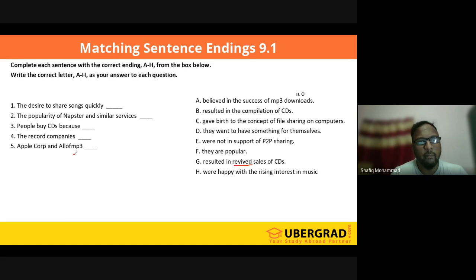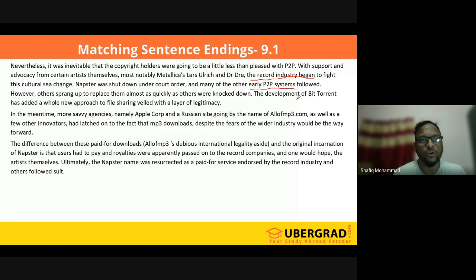Then, Apple Corp and Alof of MP3. So what did you guys give? Most of you have given A. Actually, that is correct. Apple Corp, a company, believed in the success of MP3 downloads. So it should be somewhere here. In the meantime, yes, we got Apple Corp, and Alof of MP3.